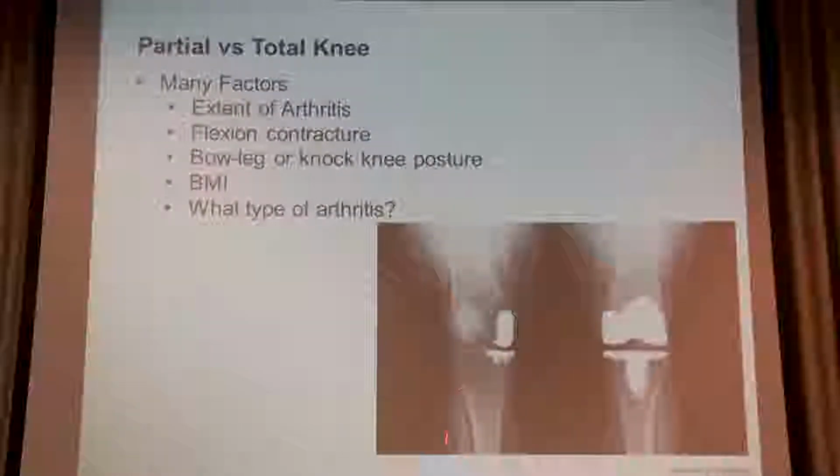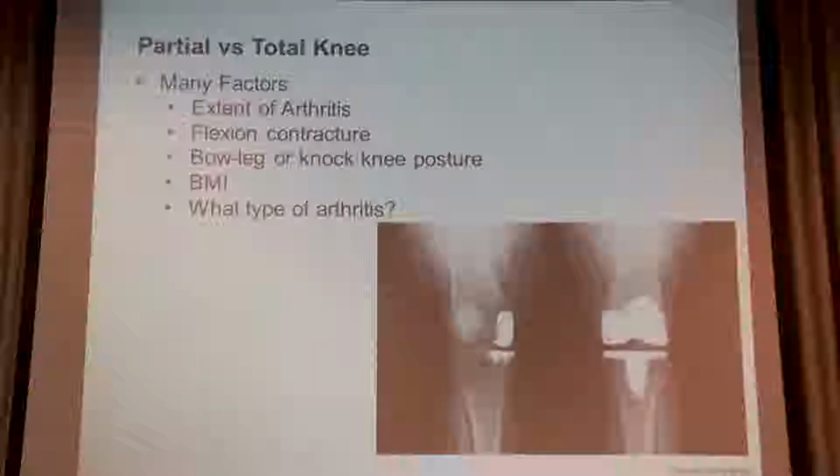So continuing on our journey here, we start talking about partial versus total knee replacement. As you can see here, this is a partial knee replacement. This is a total or full knee replacement. There are many different factors associated with doing one or the other: the extent of arthritis, the type of arthritis, if you're too bow-legged or knock-kneed it becomes more difficult, as well as a flexion contracture, and weight or BMI also have roles to play.